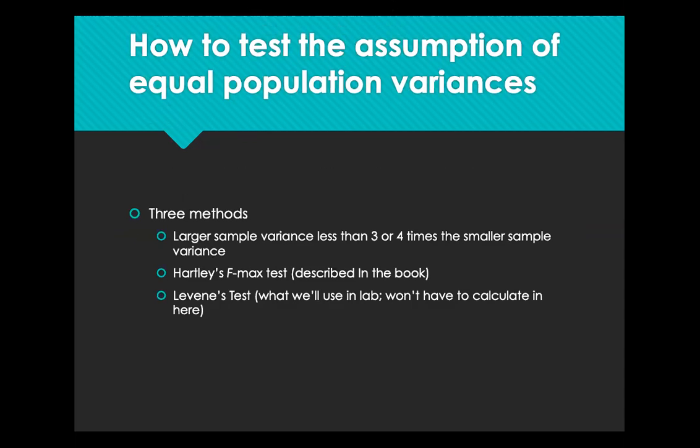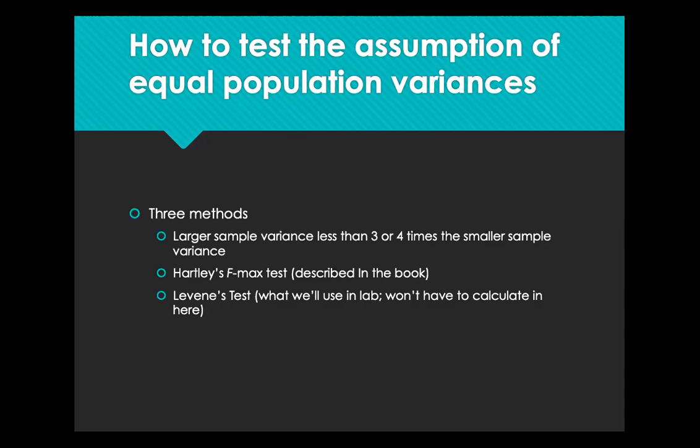You can simply compute whether the larger sample variance is less than 3 or 4 times the smaller sample variance. So just look at the variance of the larger sample, and is that 3 or 4 times the variance of the smaller sample? Just basic math there. If it is, that would mean that there is no homogeneity of variance. And then there are 2 tests for this also: Hartley's Fmax test, which I'm not going to go into detail here, it's described in your book, and Levene's test, which you should be using in lab.